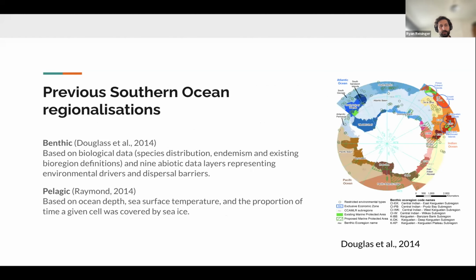Turning our attention to the Southern Ocean, at least two previous regionalizations have been produced. The first was a benthic regionalization by Douglas and colleagues, based on biological data, which included species distribution and endemism, as well as existing bioregion definitions and abiotic data layers. A bit later in the same year, Ben Raymond produced a pelagic regionalization based on ocean depth, sea surface temperature, and the proportion of time that a given cell was covered by sea ice.